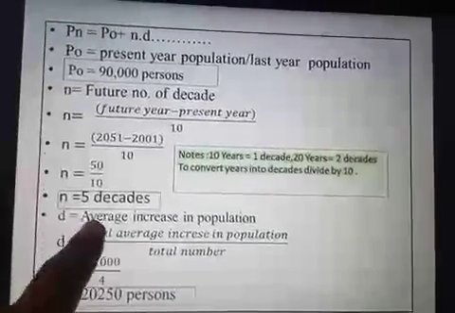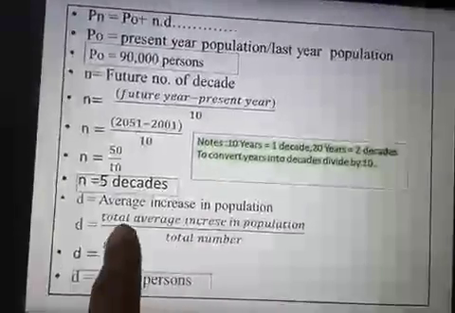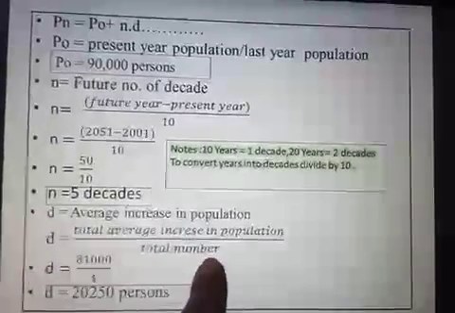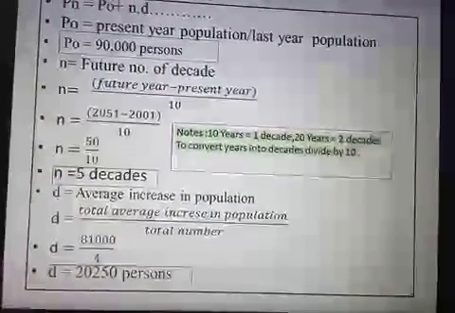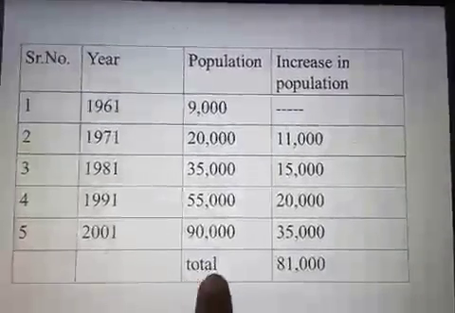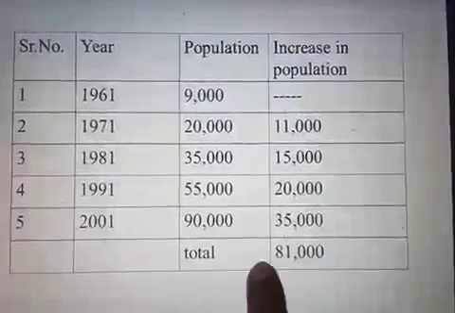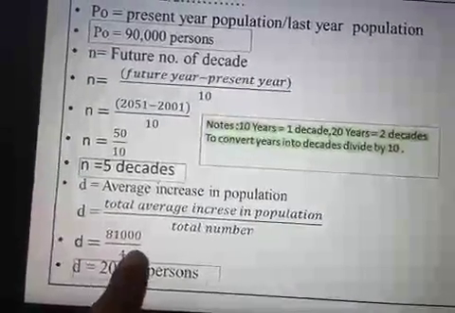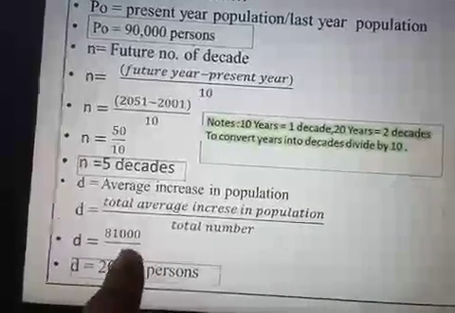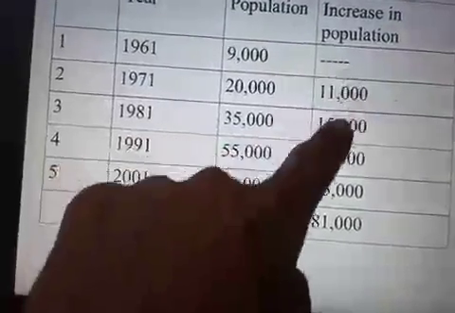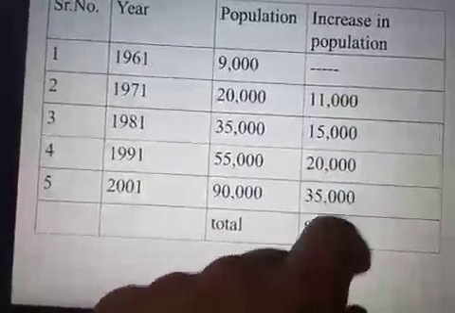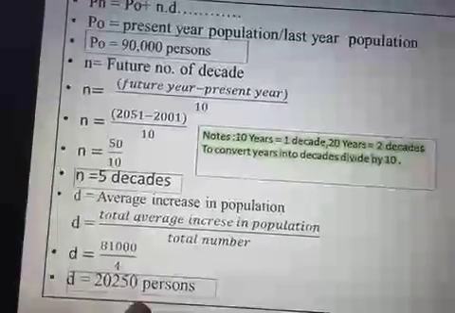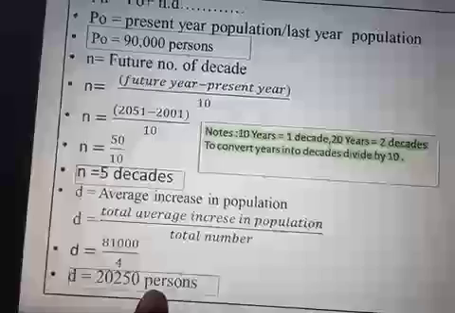Next, d, the average increase in population. d is equal to the total increase in population upon the total number of values. The total population increase is 81,000. The average increase in population is 81,000 divided by 4, because these are the 4 values: 1, 2, 3, 4. Due to this we divide by 4. The answer is d equal to 20,250 persons.